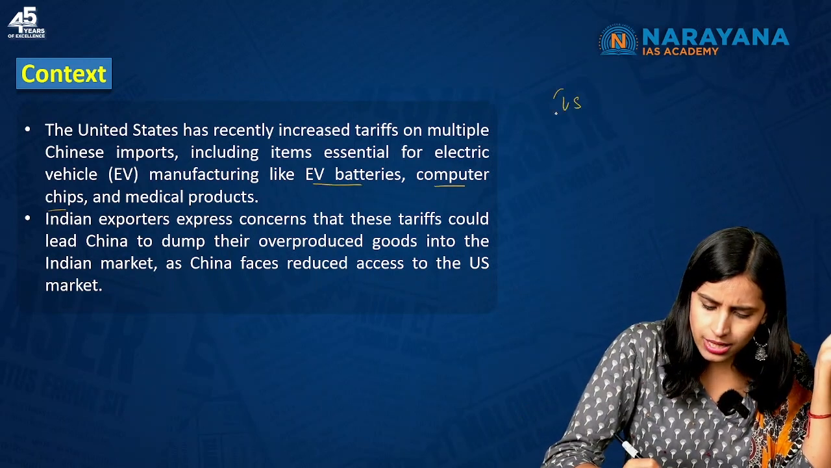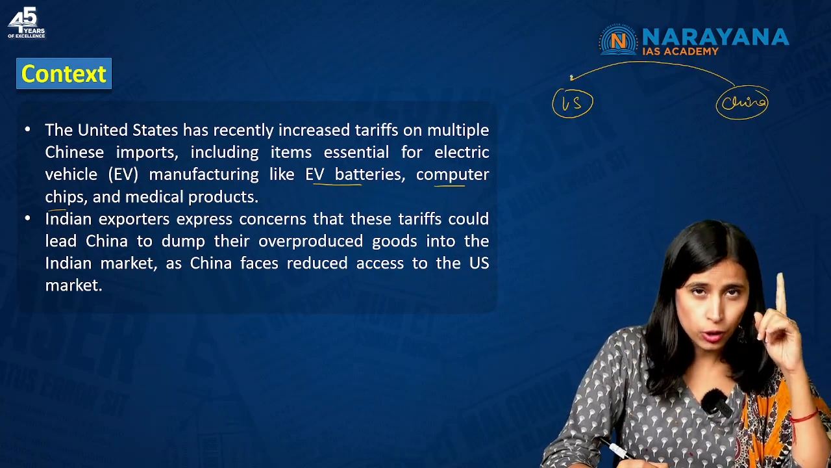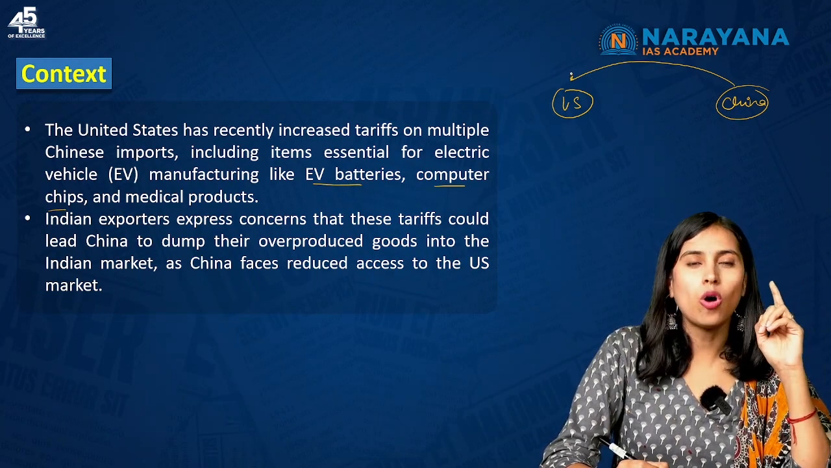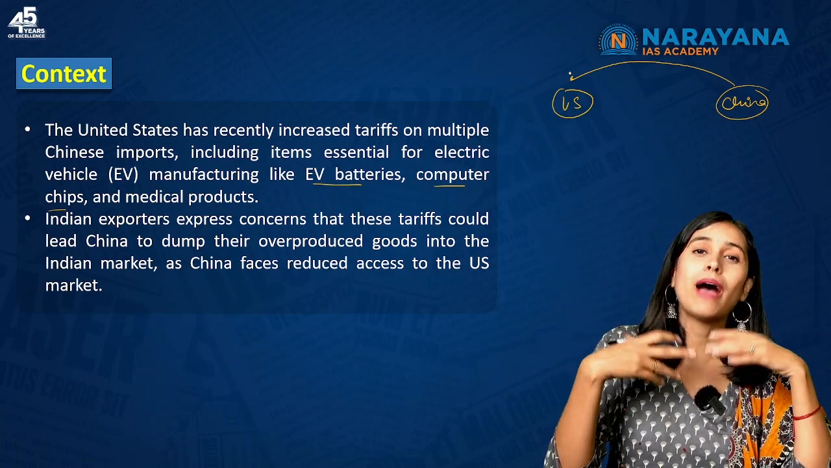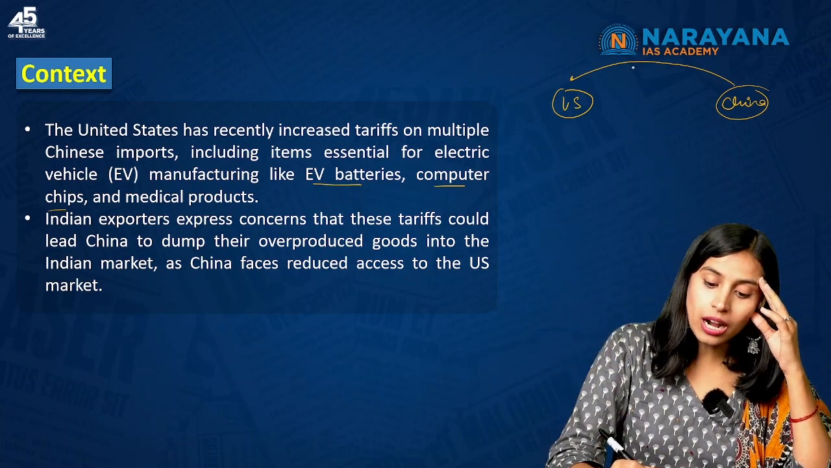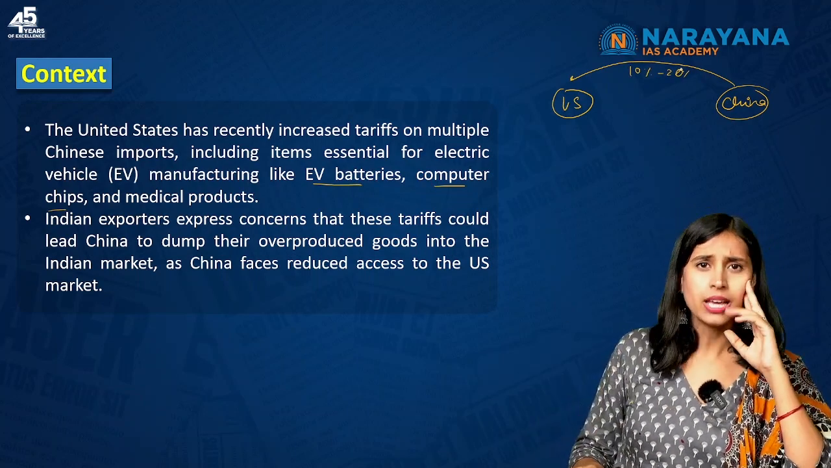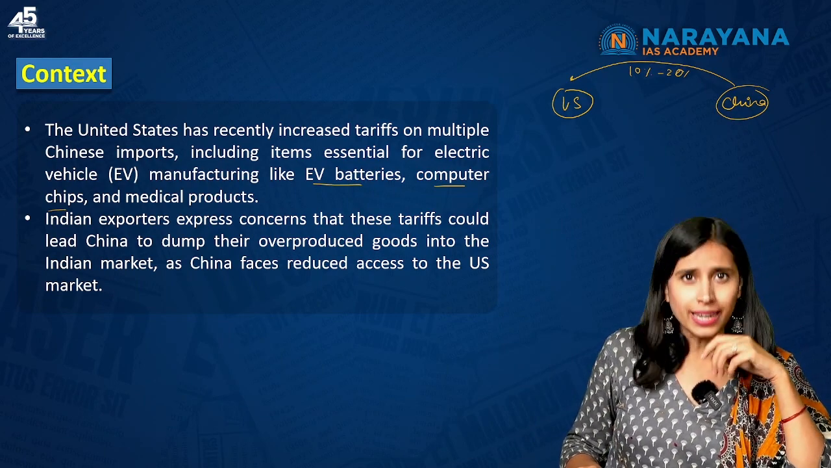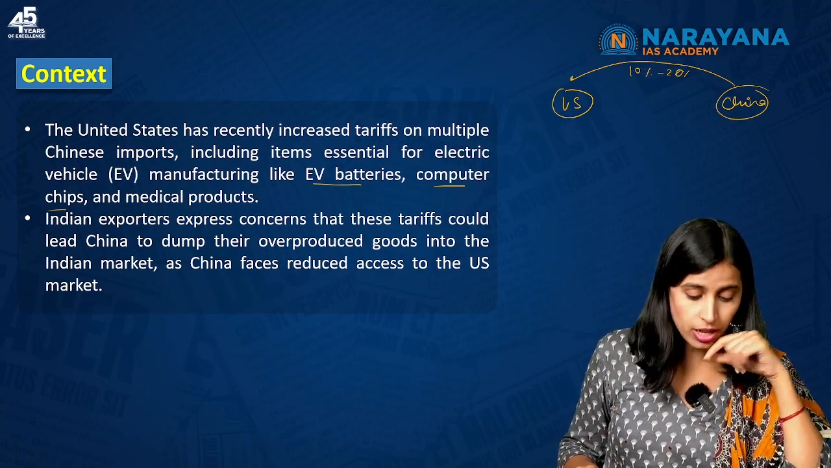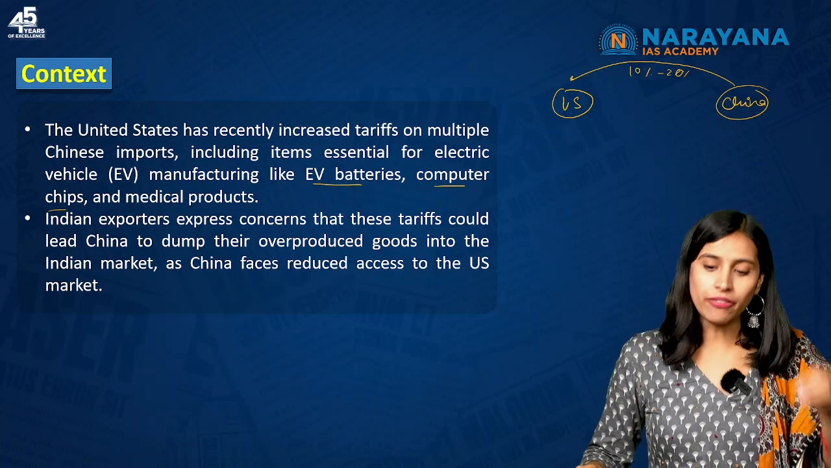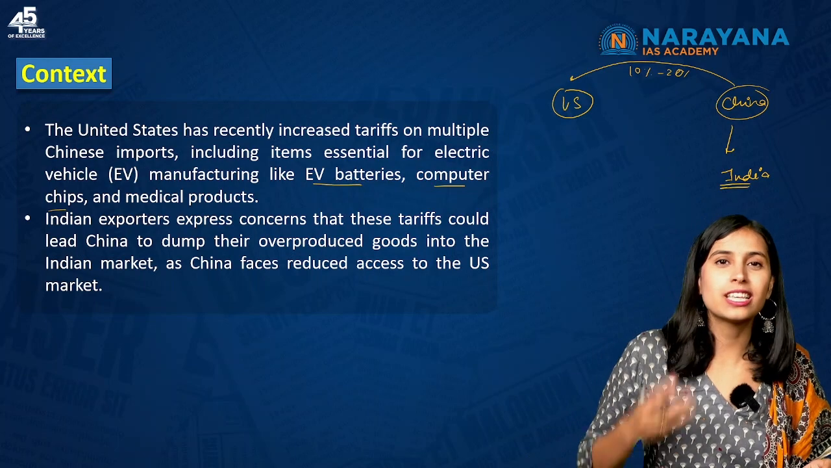So if this is the US and this is China, now whenever China tries to export EVs or the items that are used in manufacturing EVs, it will now have to pay a higher tariff. If it was earlier paying 10% tariff, now it will be paying 20% or more, whatever the US has decided. As a result of this, Indian exporters are worried that this may lead to a tariff war, and in such a case, Indian exporters may be flooded with Chinese goods which China will dump in India. A reason being, China has excess manufacturing capacity.